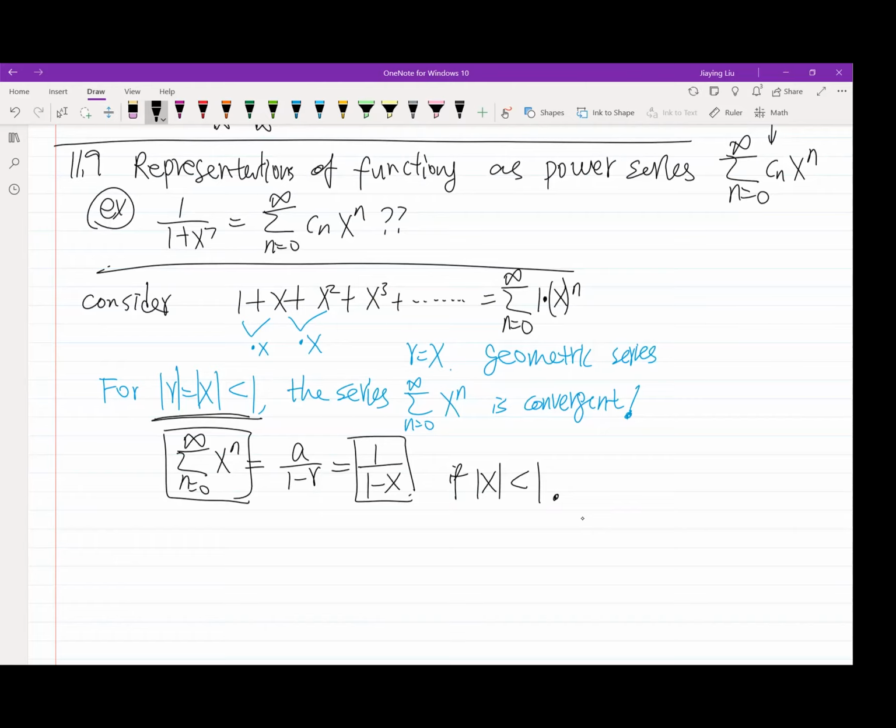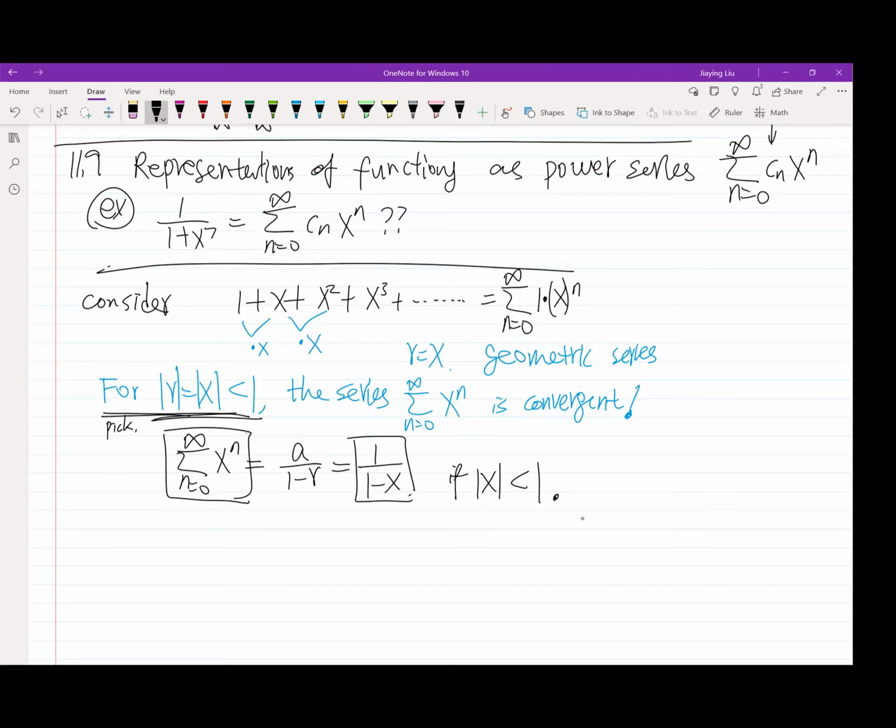How do we know x is less than 1? Well, we know that in order for the geometric series to be convergent, the absolute value of the ratio has to be less than 1. So we just pick this. That's what this condition means. We're basically saying we're picking x to be less than 1.